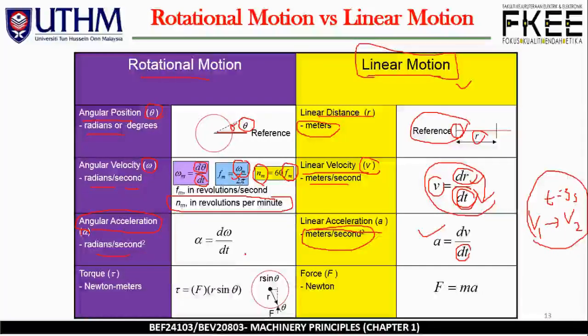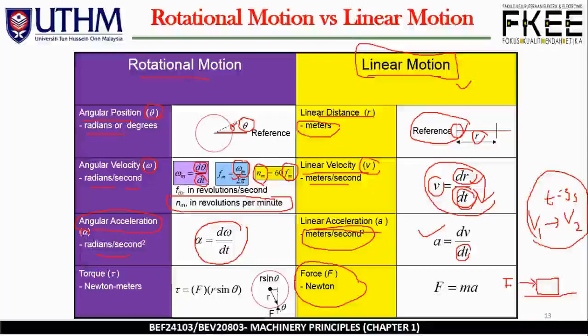This is the unit. We have alpha equal to d omega over dt. And then what about the force? According to Newton's second law, or the second principle, we have, for example, a mass connected to the surface. So we have force F.